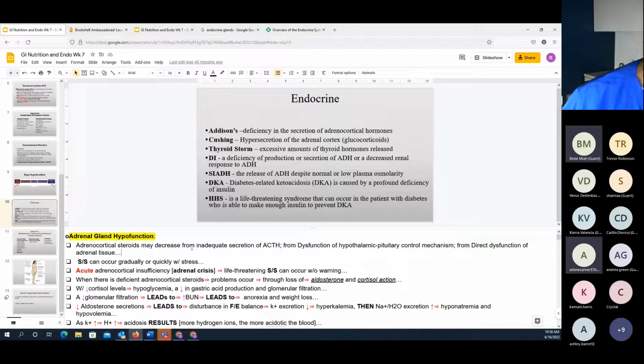The anterior portion of the pituitary gland might be producing too much ACTH, right? Or a patient can have maybe a tumor on the adrenal gland that's producing a lot of these hormones. So either one. And again, these symptoms can also occur.